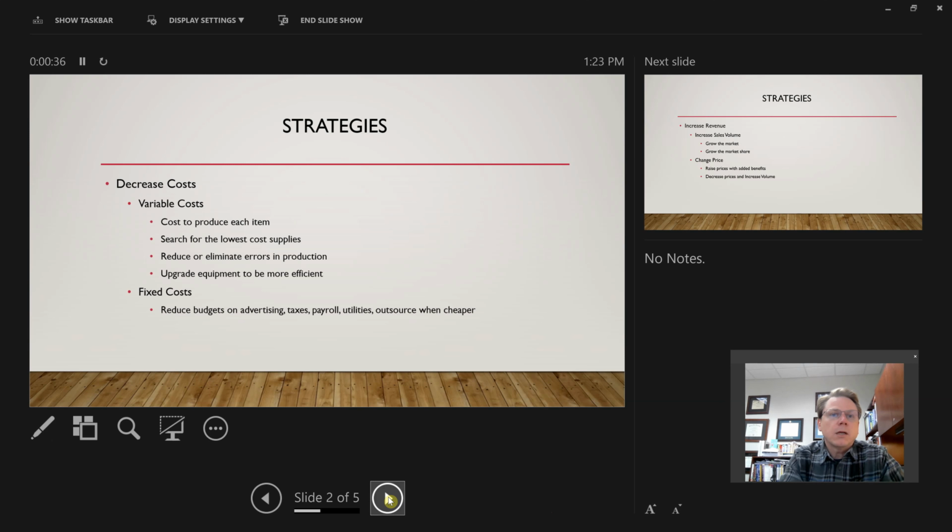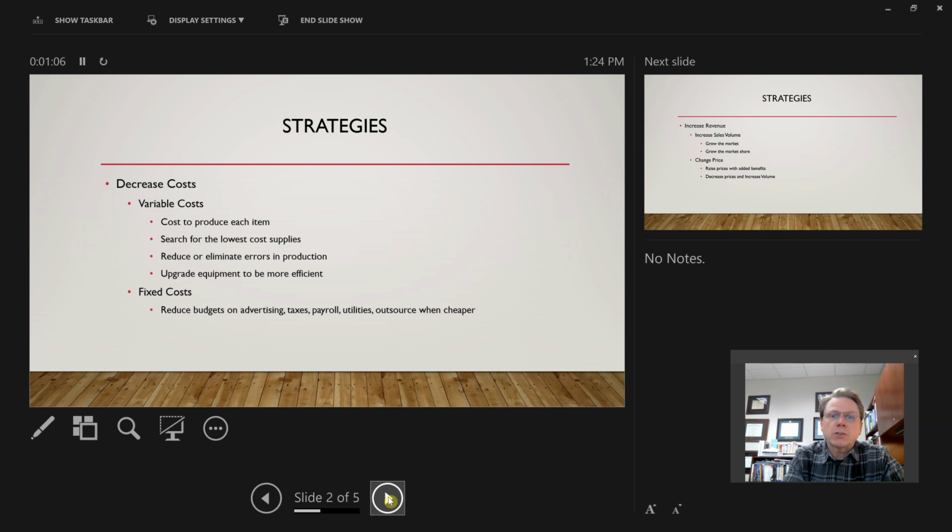Strategies. One strategy is decreasing costs. So there are variable costs and there are fixed costs. Variable costs are the cost to produce each item. So this would be the actual materials and labor. It could be the parts that you ordered, if you don't produce them yourself. Anything that has to do with producing the product goes into the variable costs.